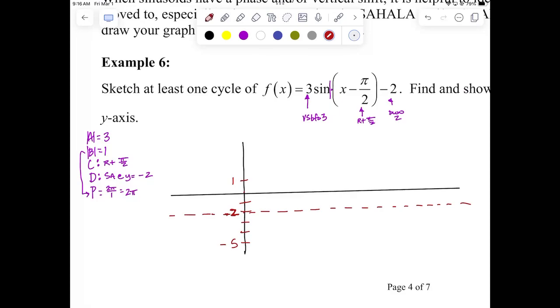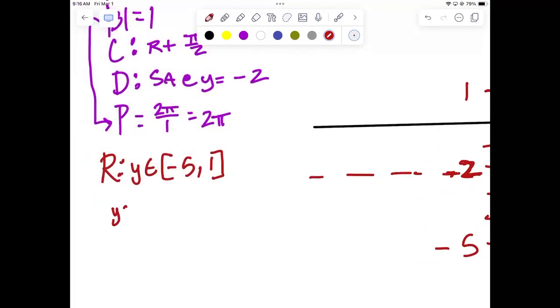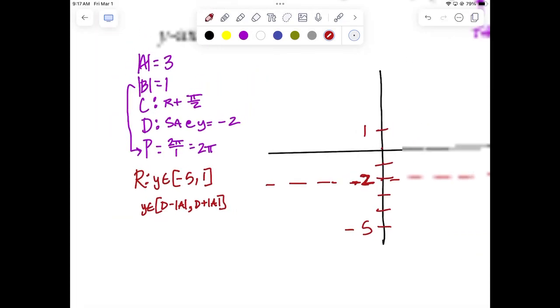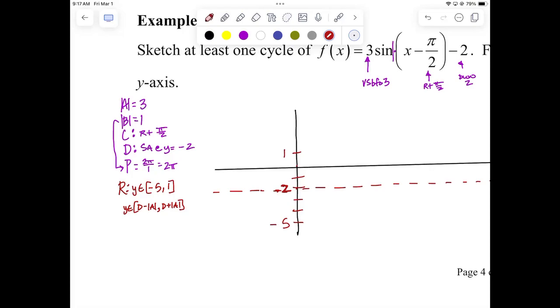What's the range of this function? I'm going to put the range over here. The range is y epsilon, -5 to 1. Now that's another feature that we can always get. Watch this. The range is always going to be your D value minus the absolute value of A for your low point, and D plus the absolute value of A for your high point. You don't even need to graph it to find the range. I could ask you a multiple choice question where I say, what's the range of this function? And you're just like, oh, D minus the absolute value of A, D plus the absolute value of A. Now that's the easier of the two axes to set up.